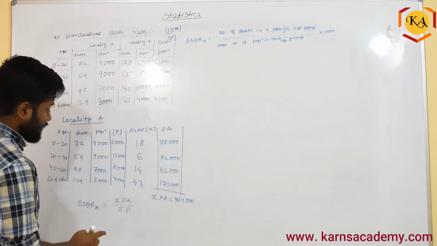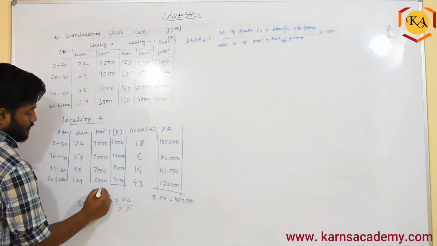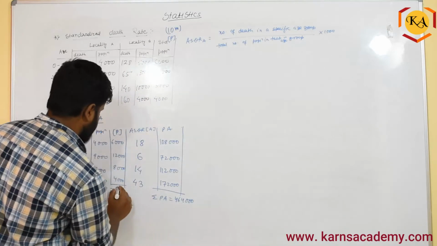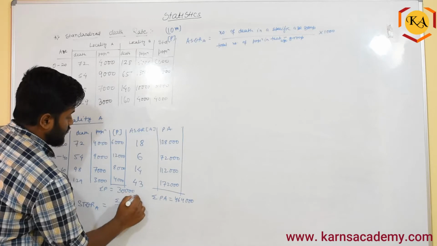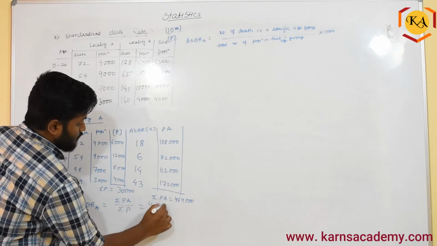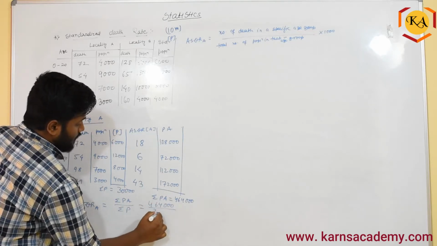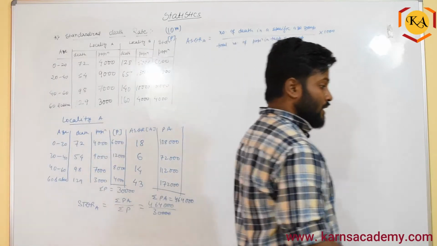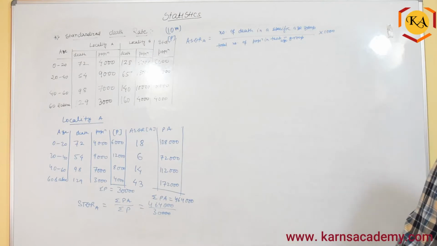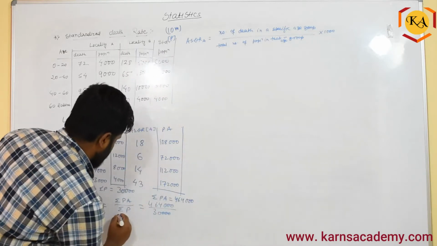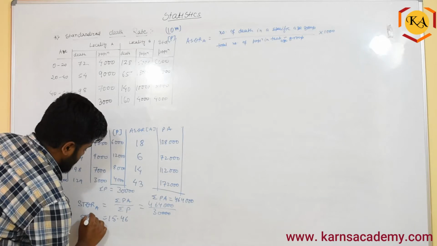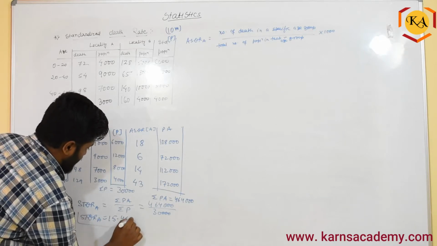Summation P is nothing but the standard population, which you will get from here. So summation P is 30,000. What we have to do is 464,000 divided by 30,000, the 3000s cancel, and the final answer we will get is 15.46. That is STDR A.